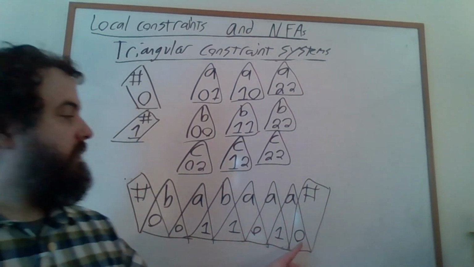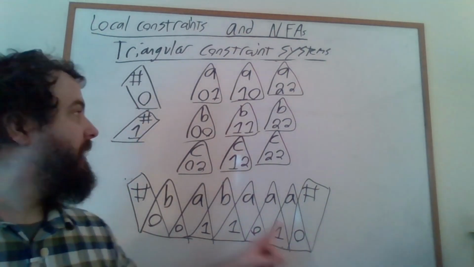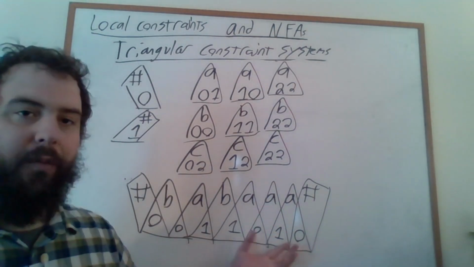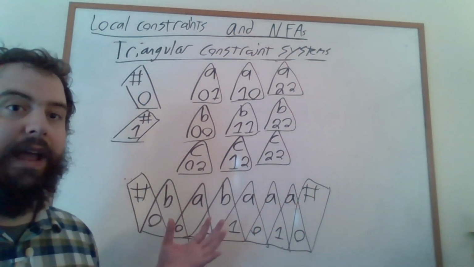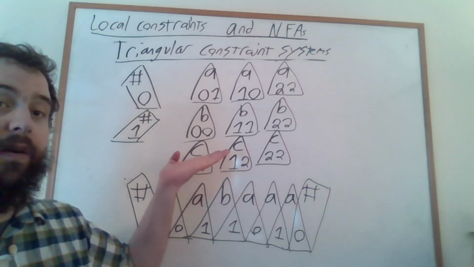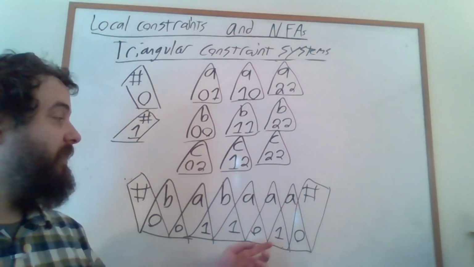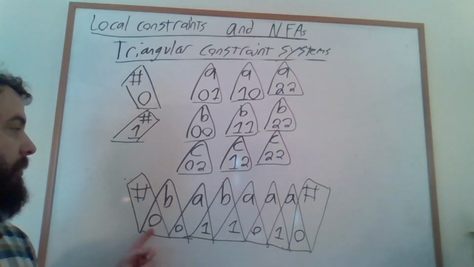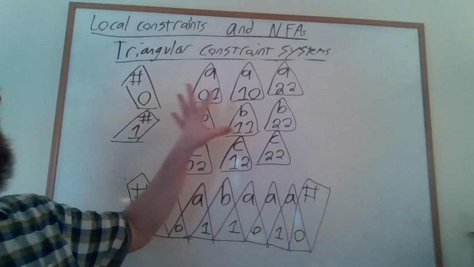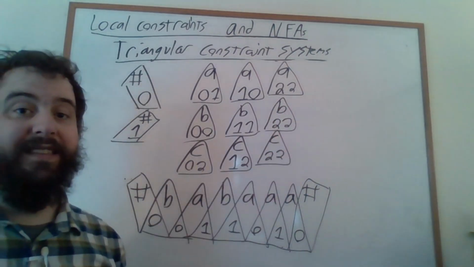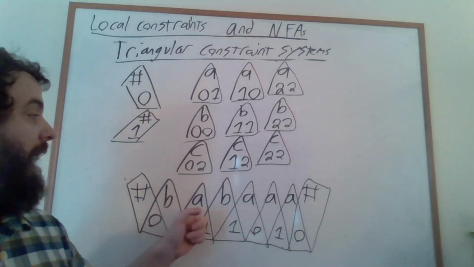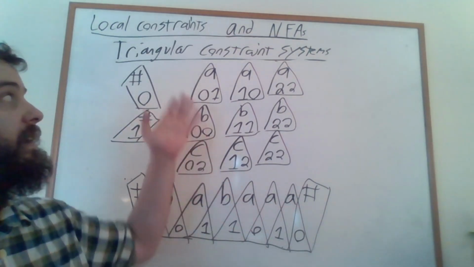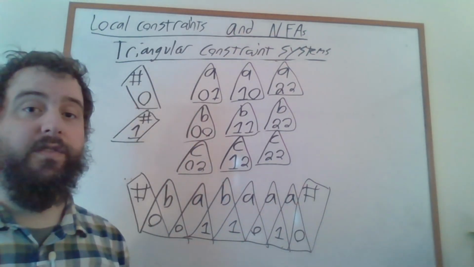And because this last number isn't a 1, somewhere along the line we have to break our rule. We have to break our constraints. So there's no way of filling in numbers so that all of the triangles and the trapezoids on the left and the right look like the available pieces. This word, BABAAA, is not part of the language defined by this particular triangular constraint system.